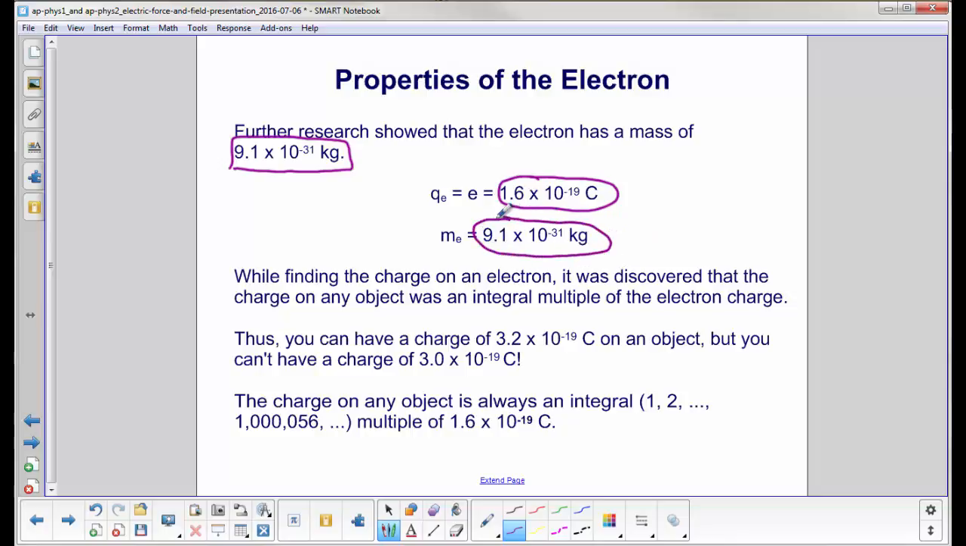Do you have to memorize these? No. This one you'll probably learn very quickly. This one you don't always remember, but we don't want you memorizing constants. Those should always be given to you.